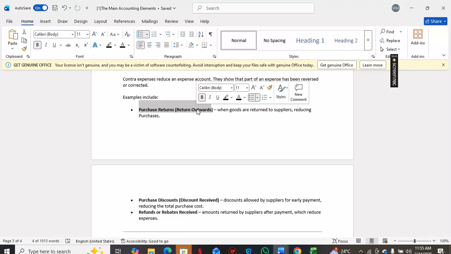So if you bought goods worth 1,500 from your supplier and you find goods worth 300 kwacha bad, you return them to your supplier. So when you return them to the supplier, it means that the 1,500 you paid, you have to reduce it by 300 because you returned goods worth 300. So your purchase expense reduces to 1,200.